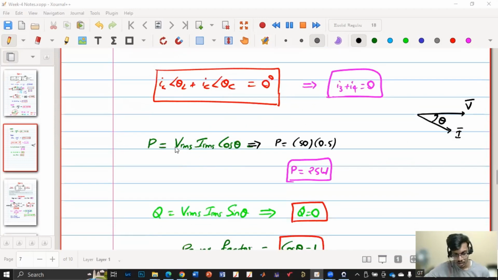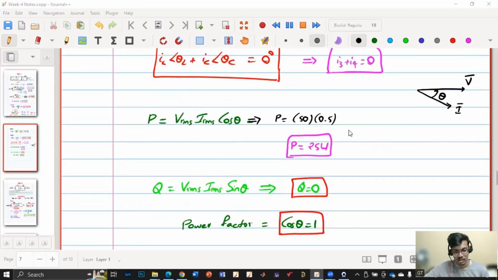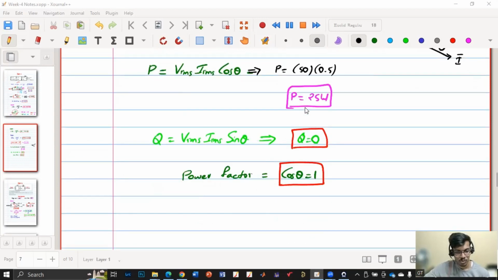Then they asked for reactive power, which is VI sin theta. Theta is the angle difference between V and I, not the angle of V, not the angle of I. So applying that, we got that it is a pure resistor. So active power is there, reactive power is not there.